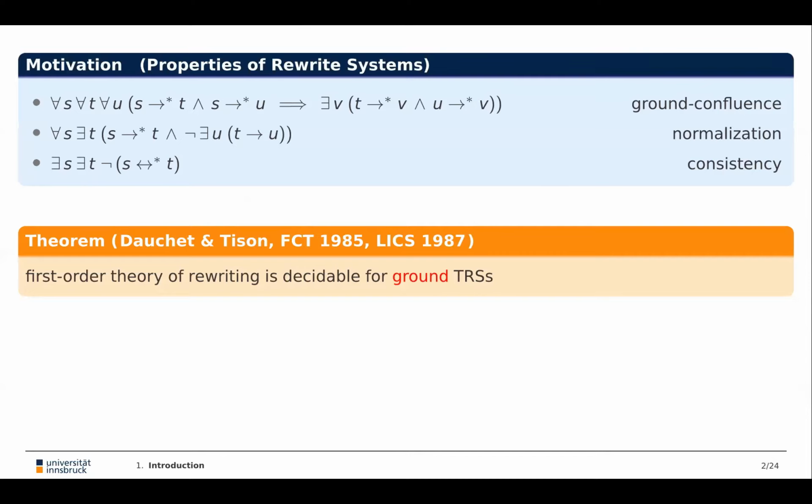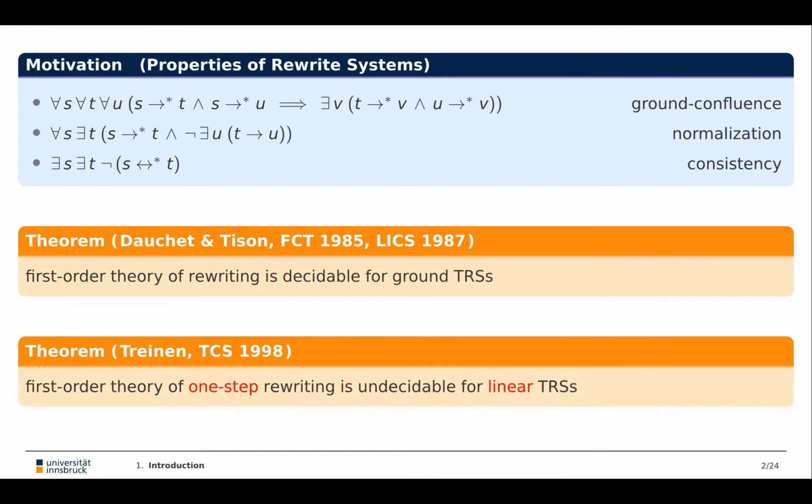There are some results to this extent. The first one here is a theorem by Dauchet and Tison, which states that the first-order theory of rewriting is decidable for ground TRSs. This limitation to ground is of course necessary for it to not be Turing complete and therefore undecidable. This can be generalized a little bit more, first to left-linear right-ground term rewrite systems, which has been done in the past. And here we will generalize that a little bit more.